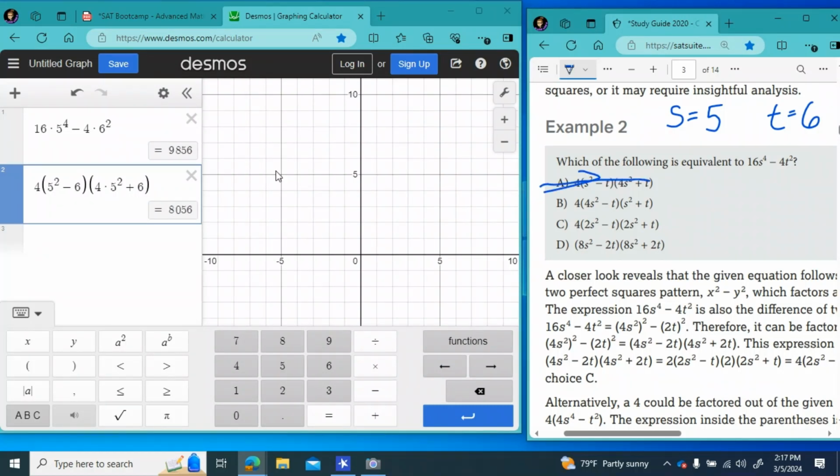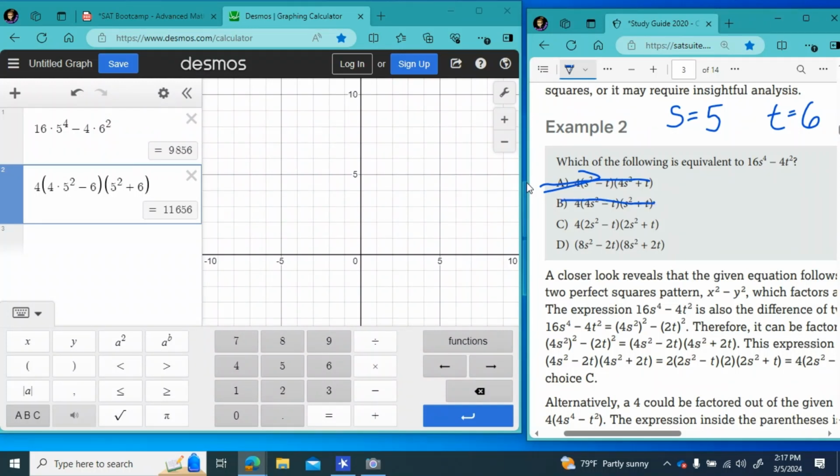Then I can try B. We have a 4, and this has another times 4 right here. But there's not a 4 here. Back that out. These two numbers are not a match. So I know B is not the correct answer.